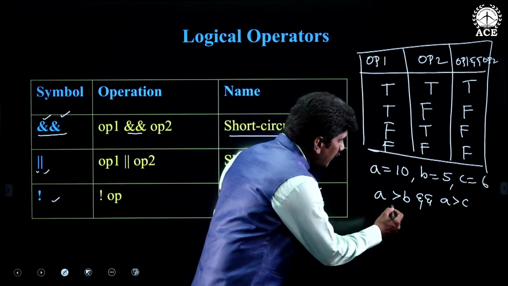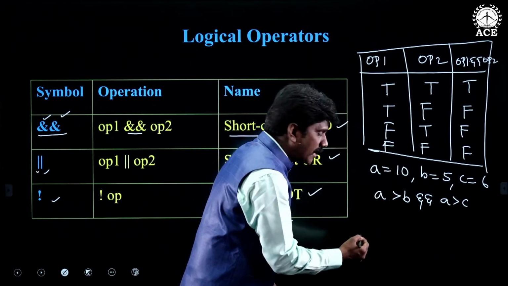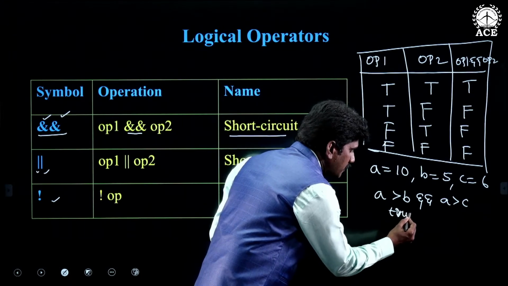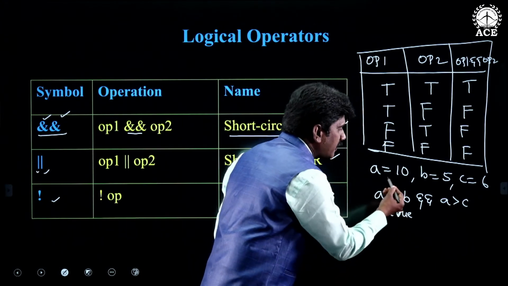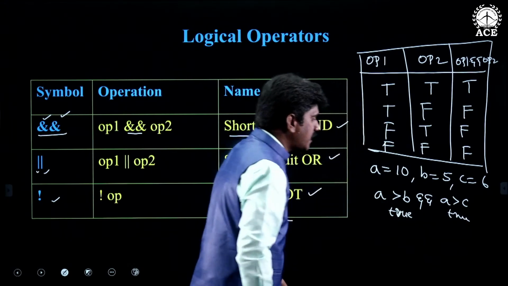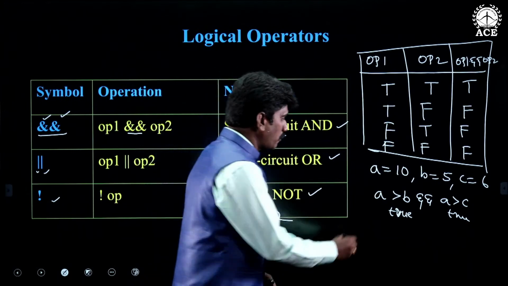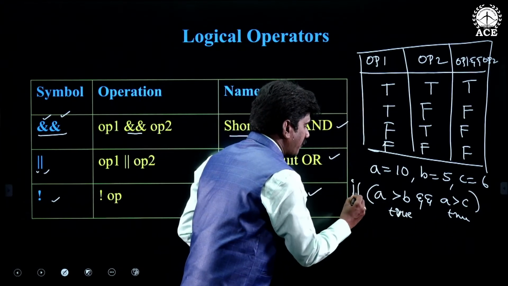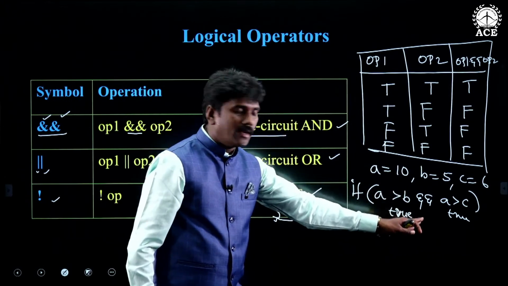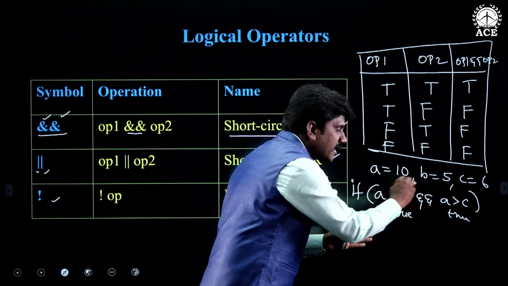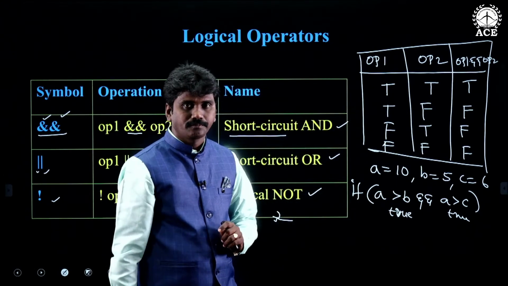How is it going to be? A is greater than B, the condition is true. And also A is greater than C, 10 is greater than 6 is also true. So in this case, the condition is going to be true. For example, if A is greater than B and A is greater than C, then the entire condition is going to be true.